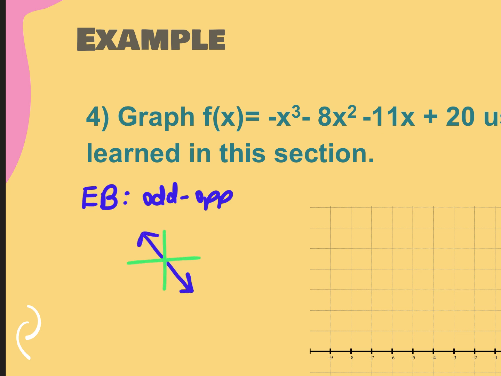So what is our end behavior? What's happening on the left? What's happening on the right? It's rising on the left, good, and falling on the right. It's going down because the leading coefficient is negative, right? Correct. What is end behavior? It's what the ends of the graph are doing.